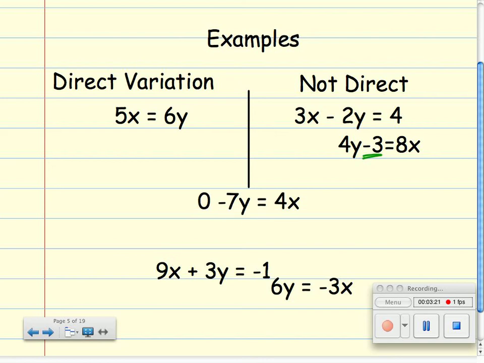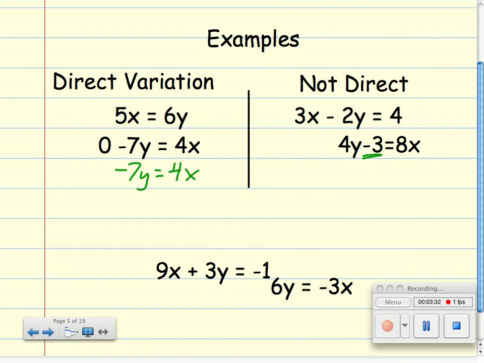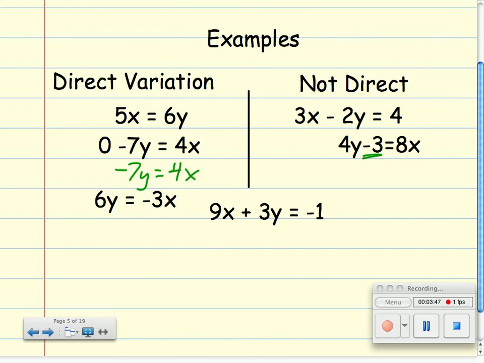0 minus 7y equals 4x? Direct, because the 0 disappears and we are left with just negative 7y equals 4x. So that's just an x and y. That's the only things involved, right? 6y is equal to negative 3x? Direct. Why? X and y, only x and y involved. 9x plus 3y equals negative 1? Not direct, because of the negative 1.